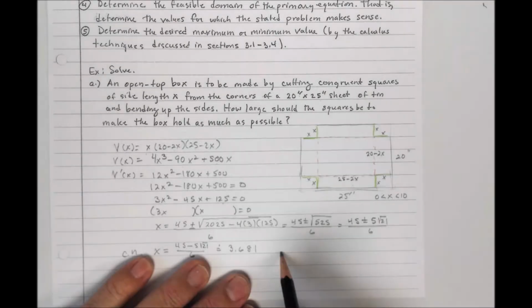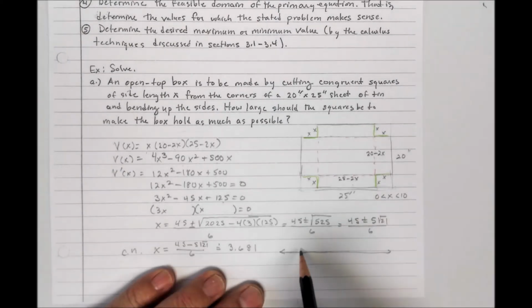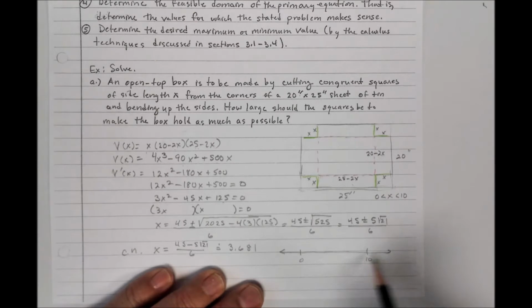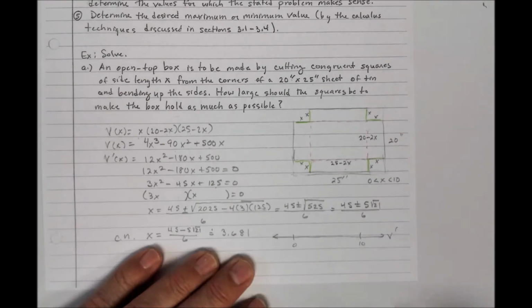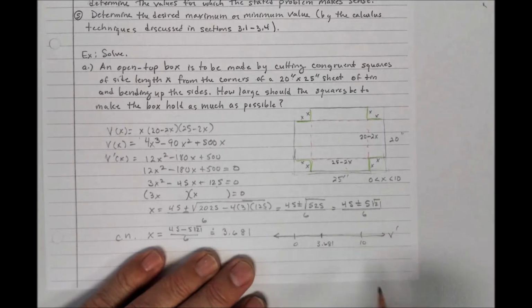Draw my number line out. What a mess I've made of this. So here's 0, here's 10. This is for V prime. And about here it'd be 3.681. I take a number from here like 1.